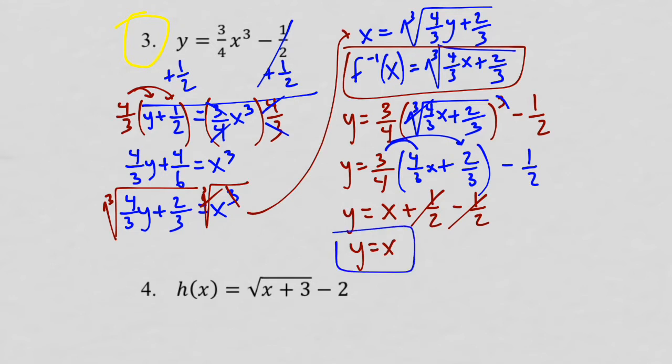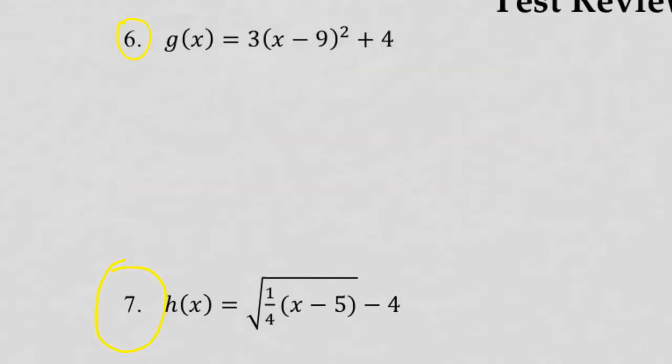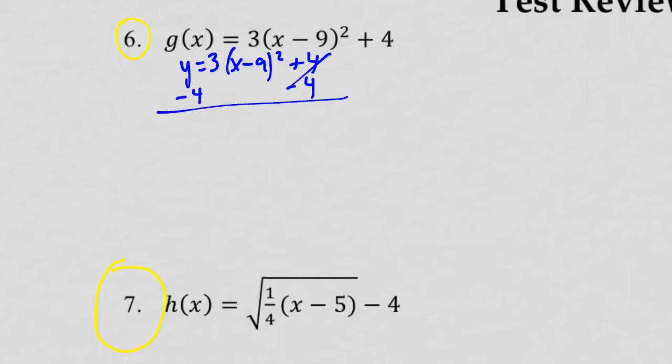And that confirms that it is the inverse. For 6, we're going to follow the same steps. First, I'm going to change g of x to y. Y equals 3 times x minus 9 squared plus 4. We're going to isolate the x. The first thing that needs to go in this problem is the 4. We're going to subtract 4 first. Minus 4, minus 4. That's y minus 4 equals 3 times x minus 9 squared.